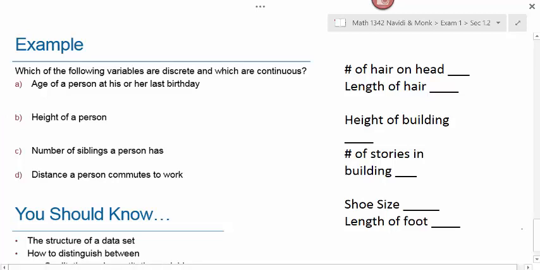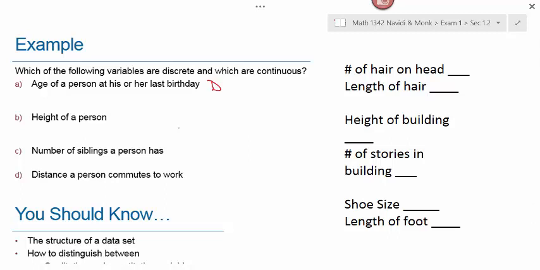The age of a person at his or her last birthday. On your birthday you are a certain year, exactly that year, so we would consider age to be discrete. Time, though, is usually continuous. The amount of time it takes you to drive to school, that would be a continuous variable, but the age of a person at his or her last birthday would be considered discrete.